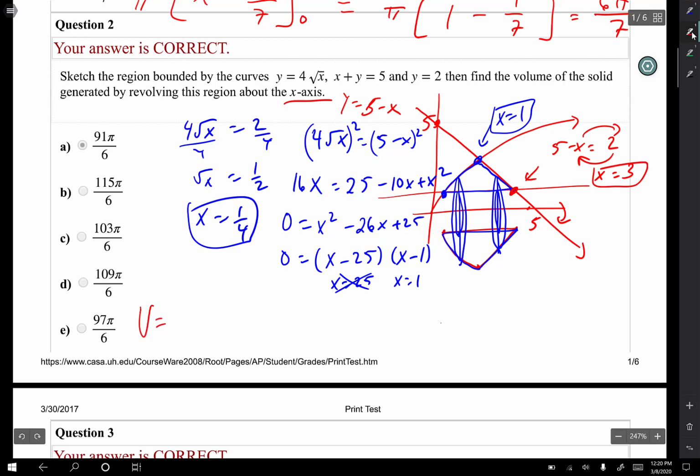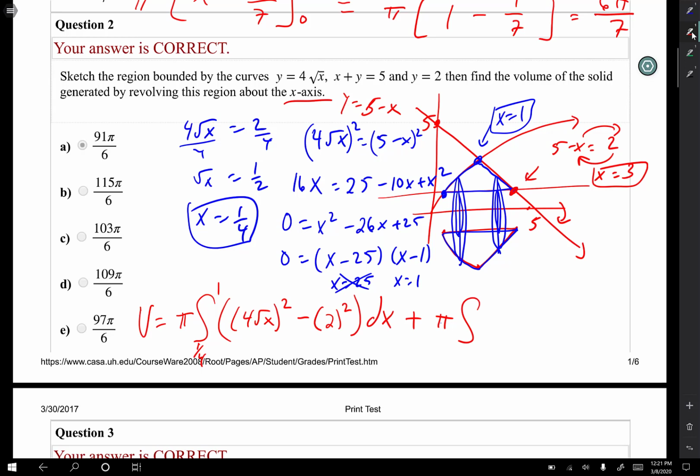So my volume is, now remember, you have three different equations. You're going to have two integrals, and it's a washer, so pi and then big R squared minus little r squared. Pi, the lower limit is 1/4. The upper limit is 1. And the big R is the distance from the x-axis to that curve there. So that is 4 square root of x squared minus, and the distance from the x-axis to this constant, or horizontal line, is going to be 2. So 2 squared and close parenthesis dx plus pi integral.